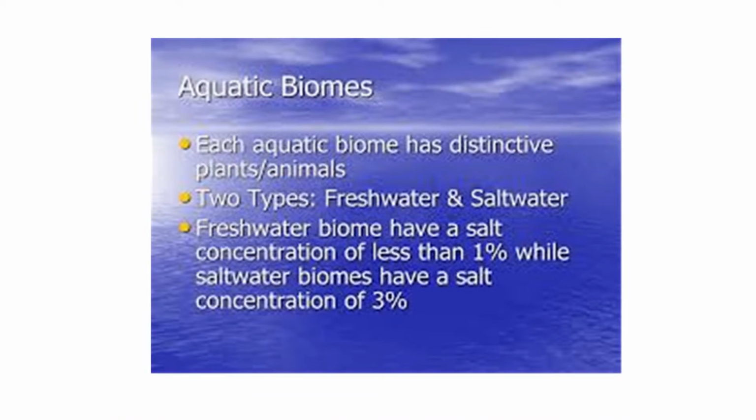Now, aquatic biomes, there are actually two, and they each have distinct plants and animals. We have fresh water and salt water. What makes the difference between the two is their salinity, which is the amount of salt concentration that they have in the water. Freshwater biomes have a salt concentration of less than 1%, while saltwater biomes have a salt concentration of 3% or more.